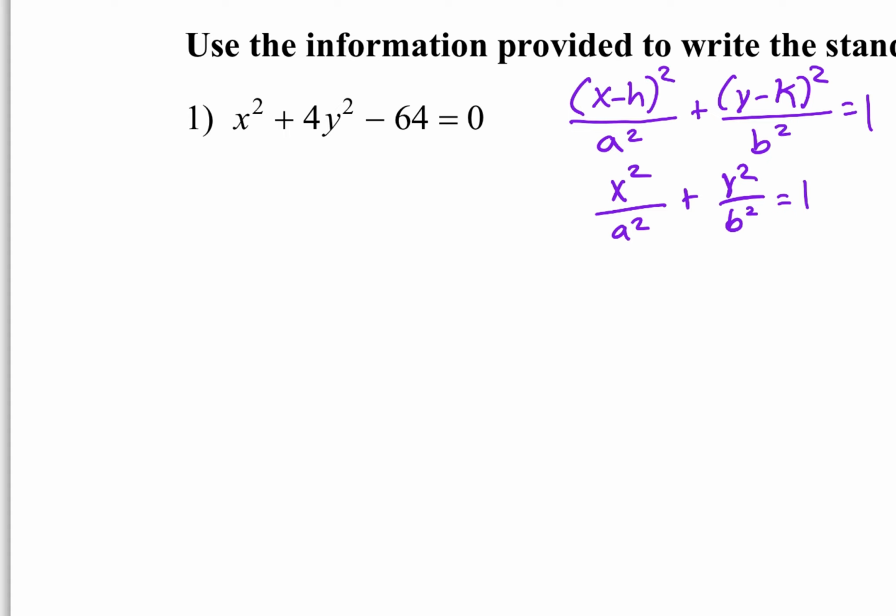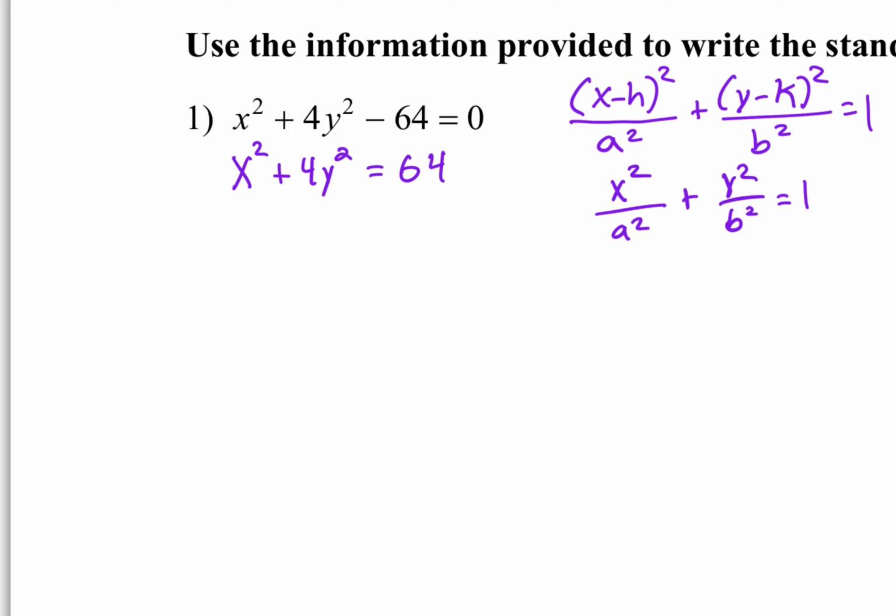So when we have this kind of question, x squared plus 4y squared minus 64 equals 0, the first thing I'm going to do is add 64 to each side of the equation so that I've got my variables on one side and my constant on the other. And you don't need to show it at this point. You should know that you need to add 64 to both sides. So now we've got it started.